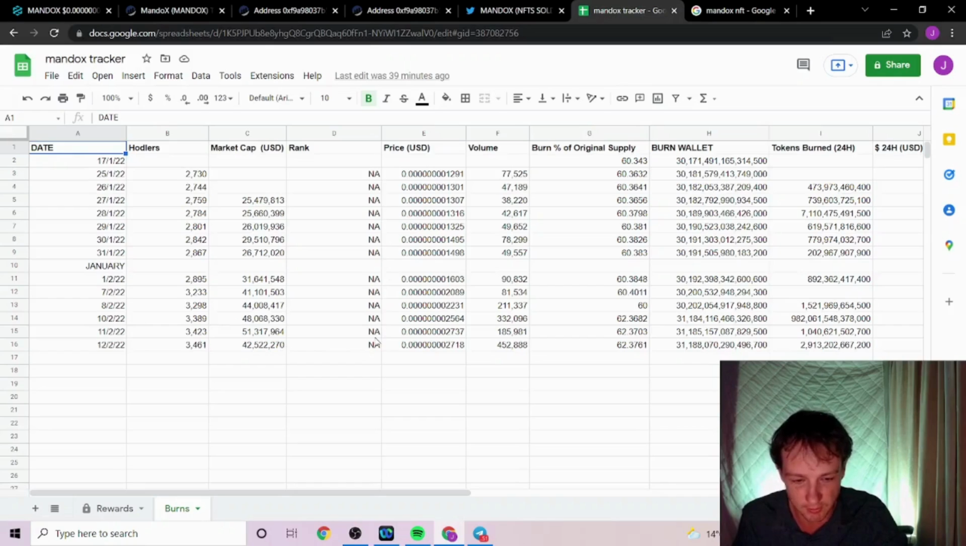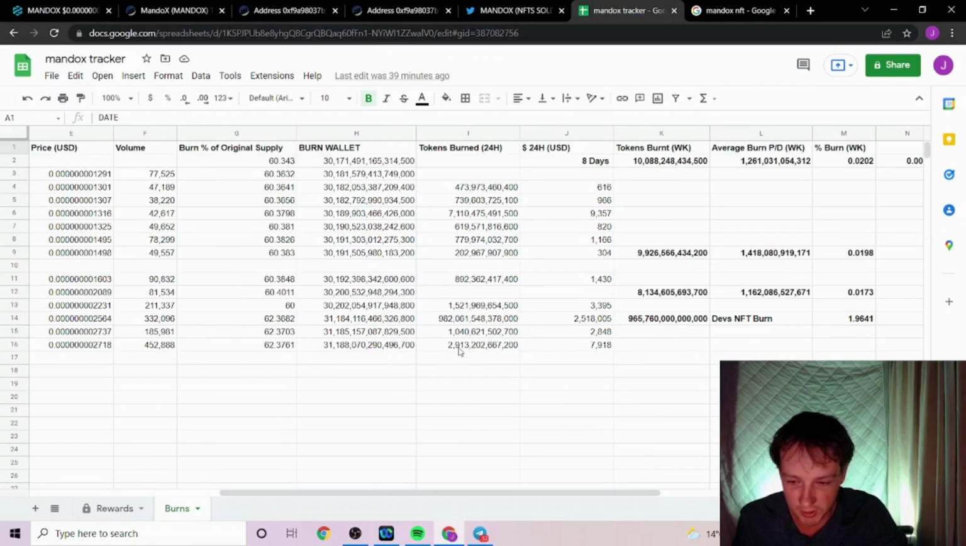Now for the burn. Currently the holders are at 3,461 as per DexTools, with today's market cap being $42.5 million US. The rank is not available, and this is from CoinGecko, with today's price being 802718. Today's volume is just under $500,000, and this sheet is based on and modified from Saitama Stacker. Please check his channel if you hold Saitama.